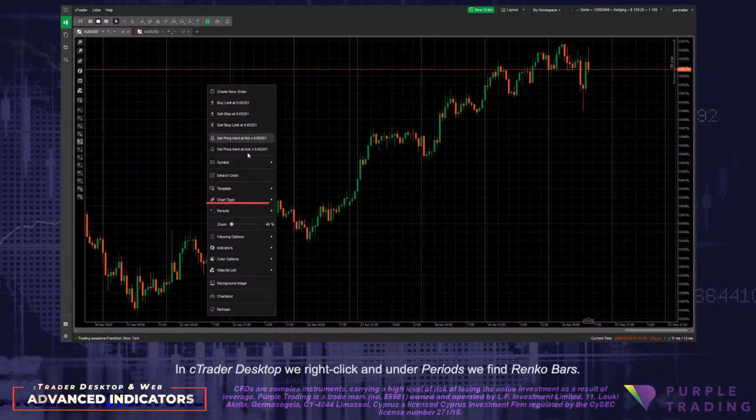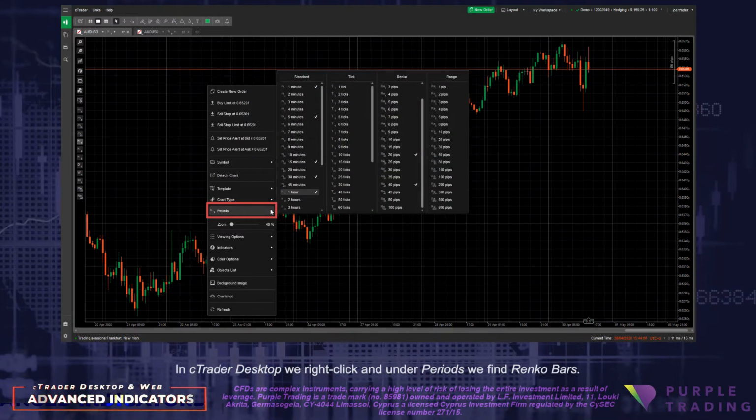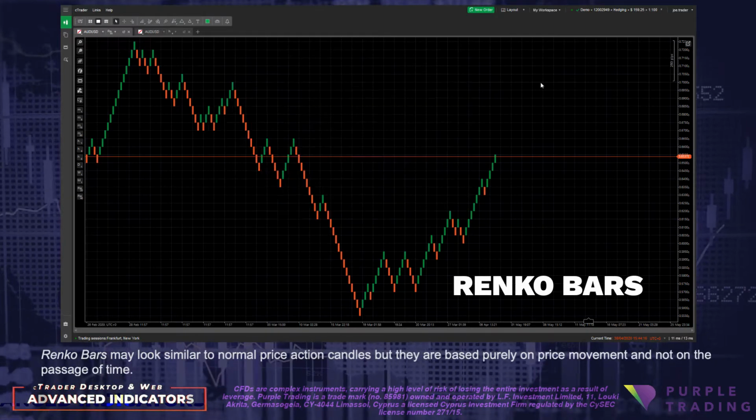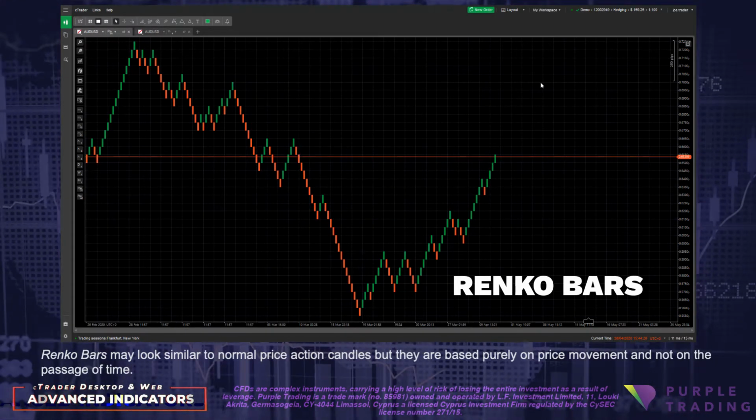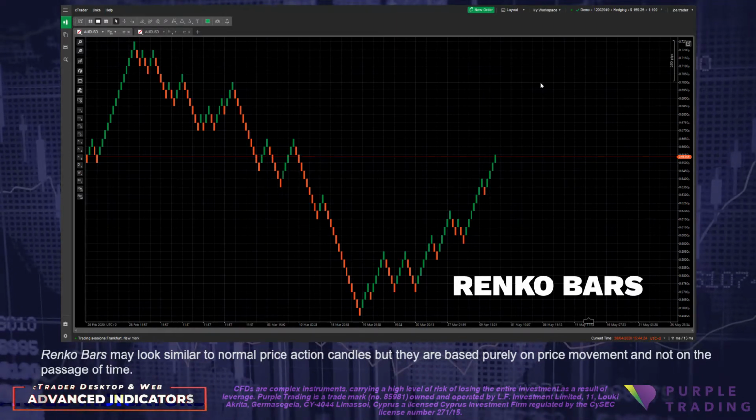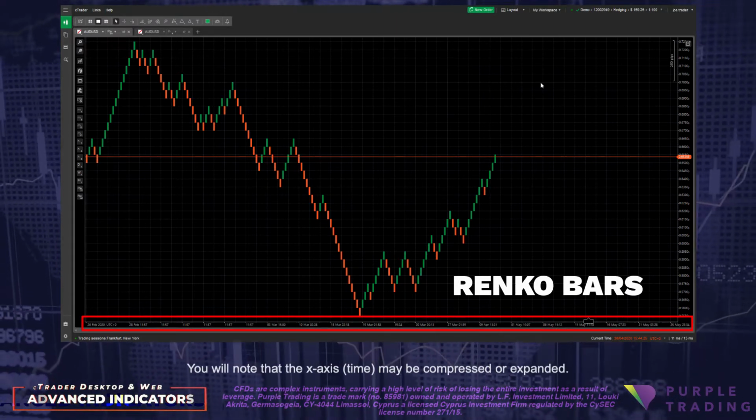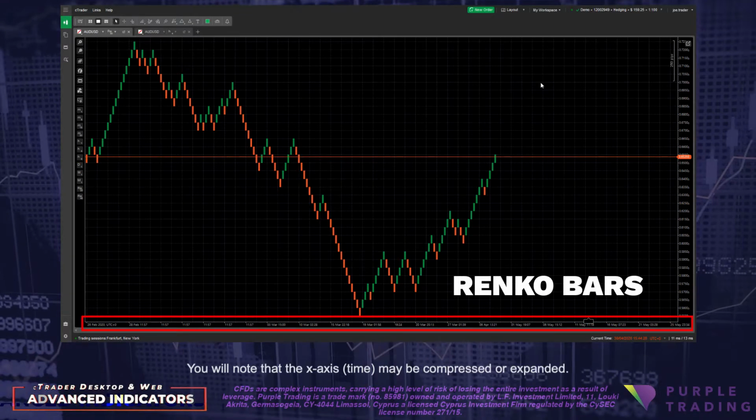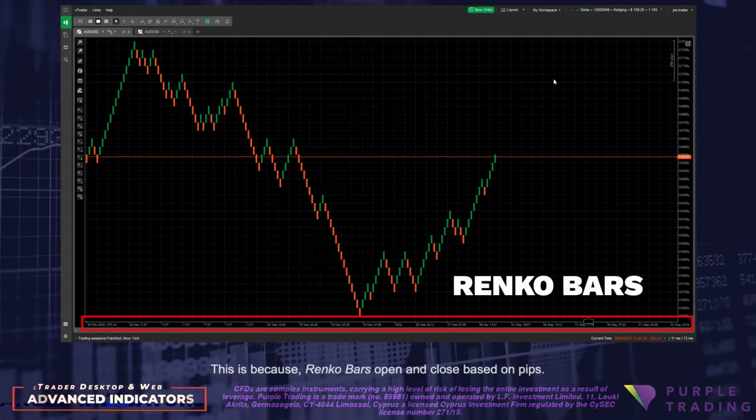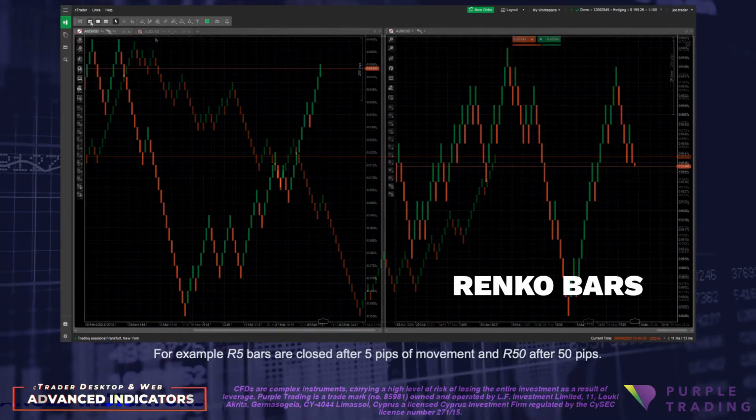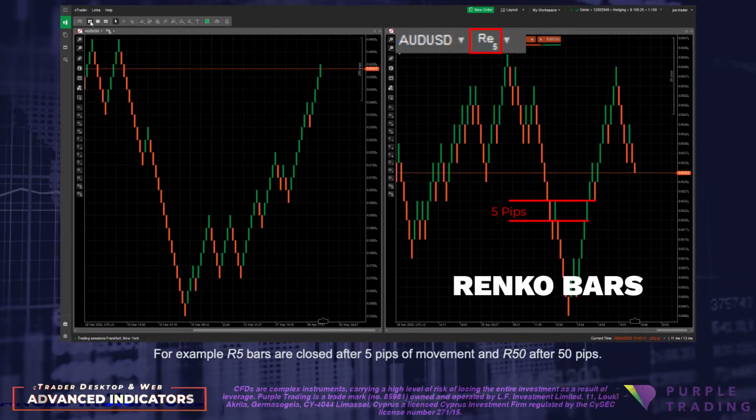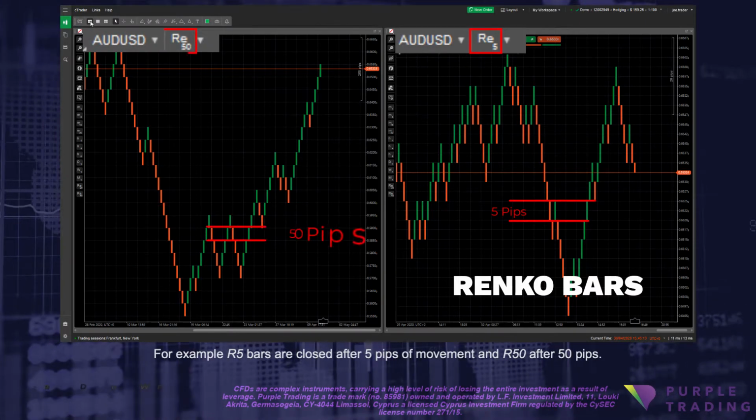In cTrader Desktop, we right-click, and under Periods, we find Renko Bars. Renko Bars may look similar to normal price action candles, but they are based purely on price movement and not on the passage of time. You will note that the x-axis, time, may be compressed or expanded. This is because Renko Bars open and close based on pips. For example, our 5 bars are closed after 5 pips of movement, and our 50 bars after 50 pips.